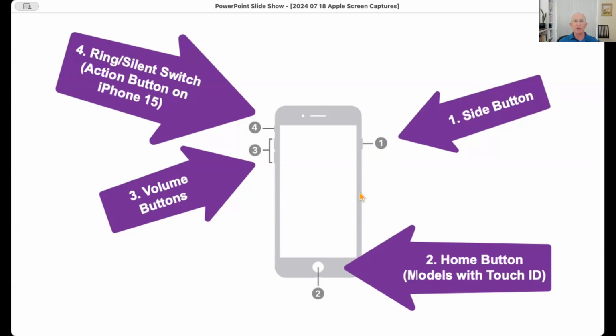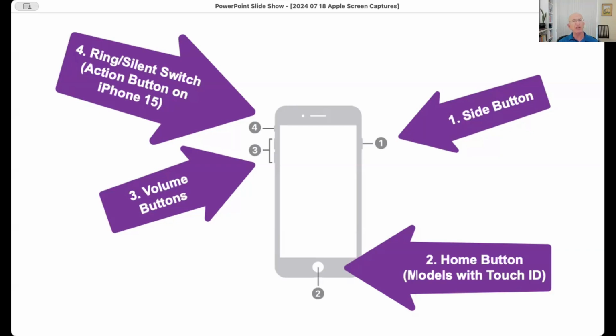Okay, so these are the buttons on iPhones that have a home button at the bottom. Some models do not have a home button, but others do. And so if you have a model with a home button, you'll see that home button down here. They all have a side button, and they all have volume controls, and there is a ring silence switch on iPhones. So on iPhone 15s and newer, it's called an action button, and it gives you the ability to set it to do different things.